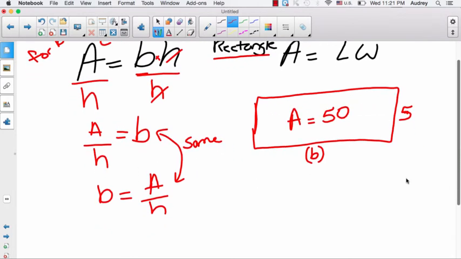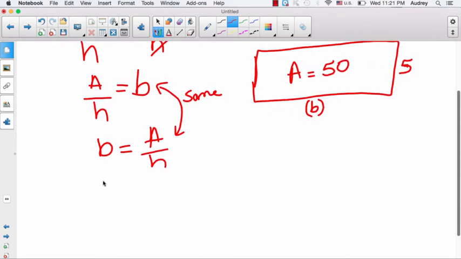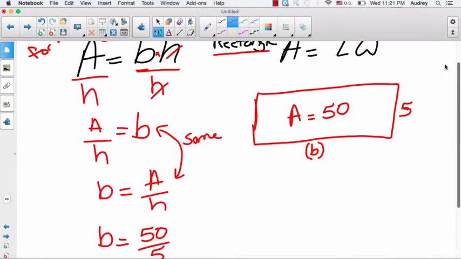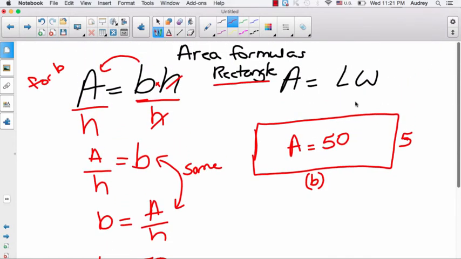So now I can plug in my numbers. Let's watch this. If b equals the area divided by the height, that means b would equal the area, 50, divided by the height of 5, which means b equals 10. That's simple, isn't it? It would work the same way if we did it for area equals length times width.